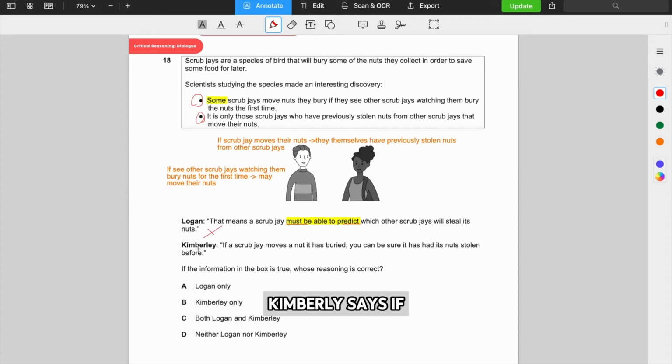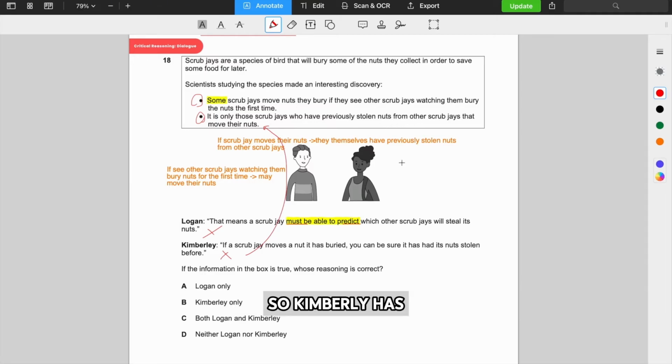But Kimberly says if a scrub jay moves a nut it has buried, you can be sure it has had its nuts stolen before. Kimberly is also wrong because Kimberly has misinterpreted statement 2. If you read statement 2 carefully, and we've already broken down what's going on, scrub jays will move their nuts if they themselves are culpable. They themselves are robbers who have stolen nuts themselves, right? You can't say they have had nuts stolen from them. No, it's the scrub jays who had previously stolen nuts themselves who move their nuts, right?